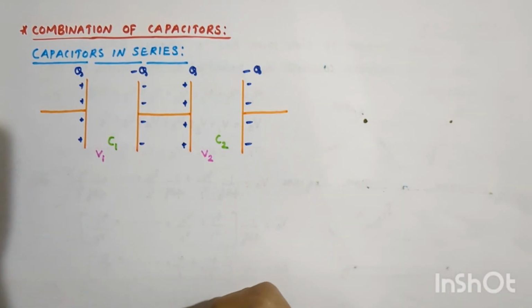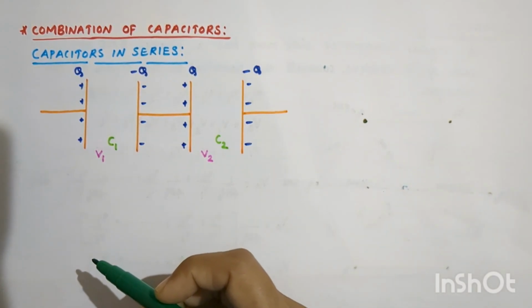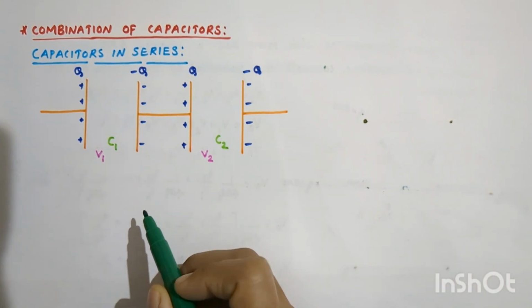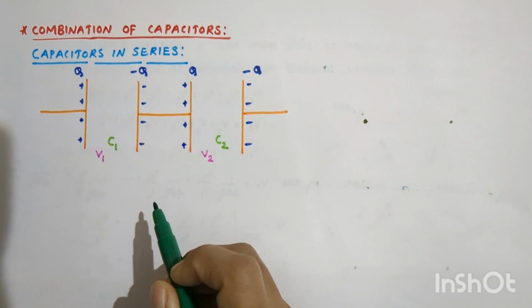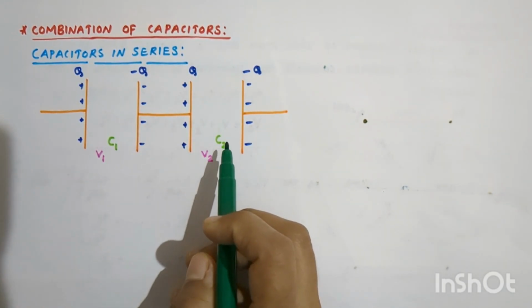Hello everyone. In this video, we are going to discuss the combination of capacitors, that is, capacitors connected in series, of class 12 physics from chapter 2, Electrostatic Potential and Capacitance. So here you see we are considering two capacitors C1 and C2.